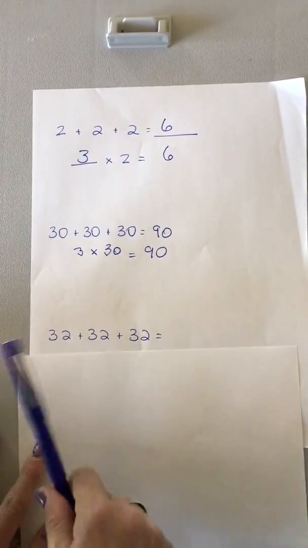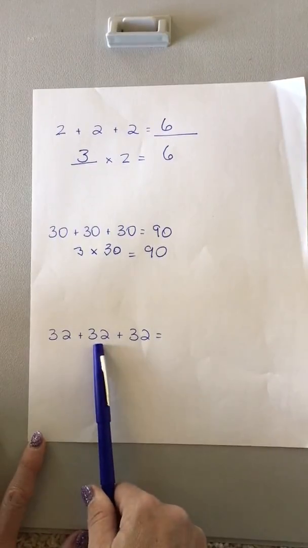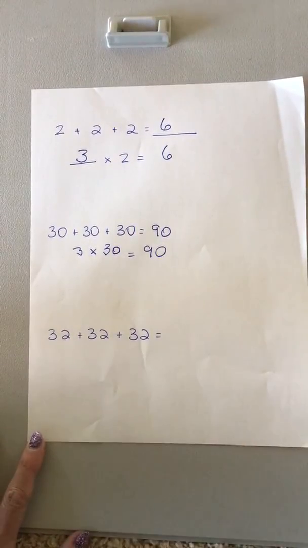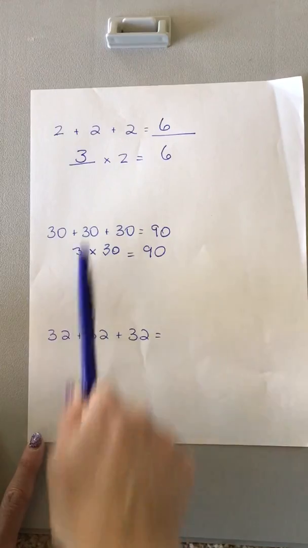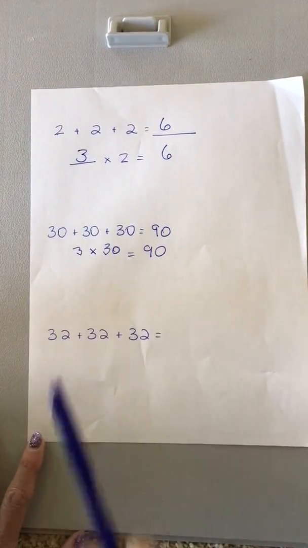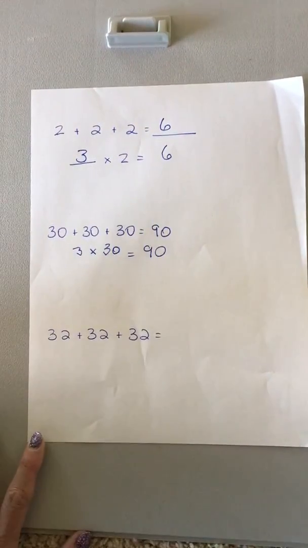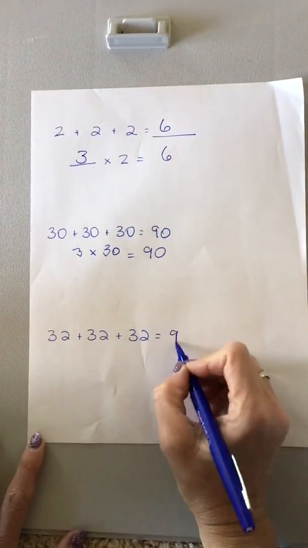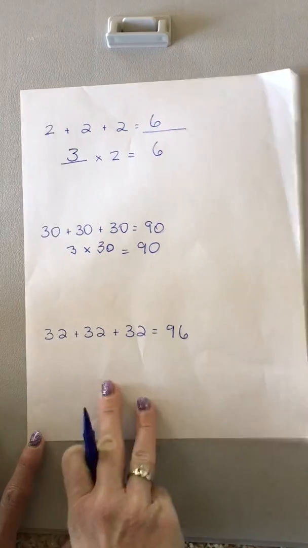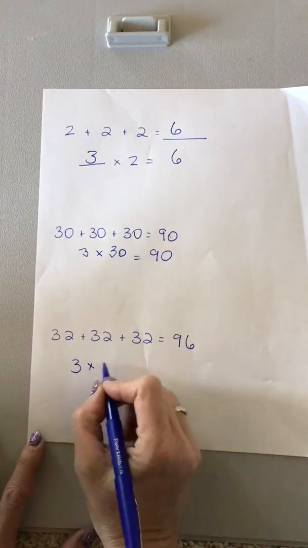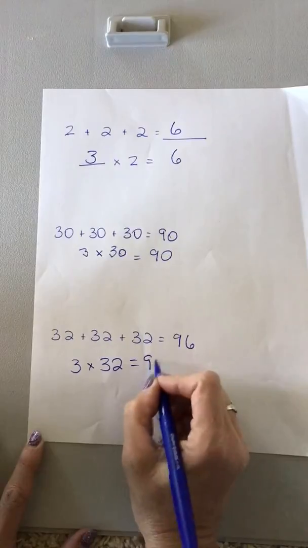Let's say this together: 32 plus 32 plus 32 equals. Think about it. Notice we already did the tens and we already did the ones. So what were my tens? What were my ones? Put them together, and you get 96. Now, instead of saying 32 plus 32 plus 32, let's make it into a multiplication sentence. How many 32's do we have? 3, exactly. 3 times 32 equals 96.